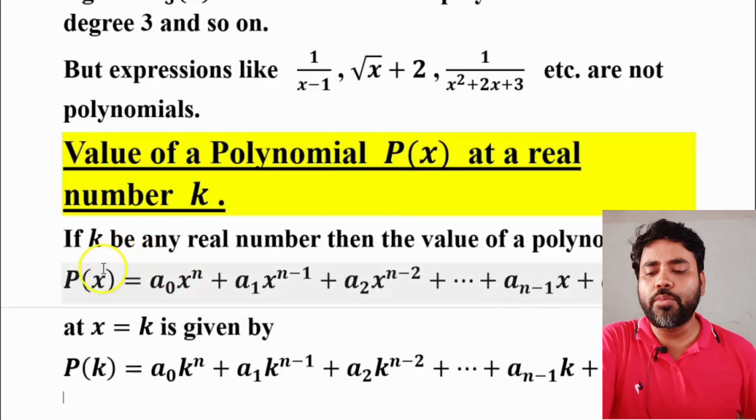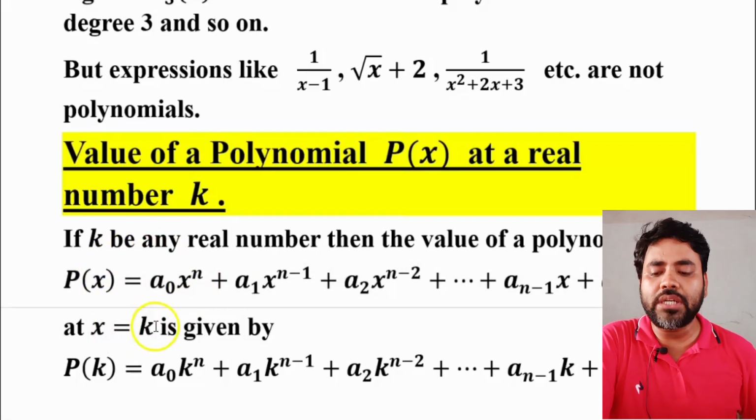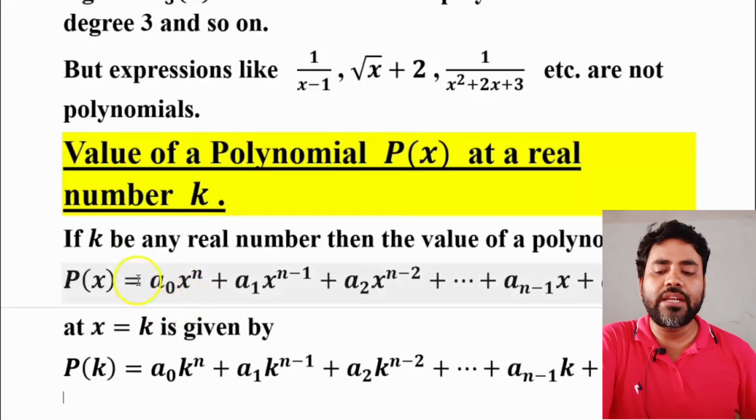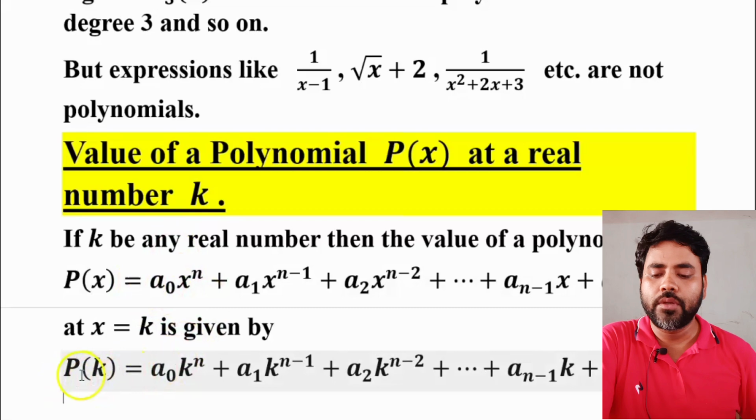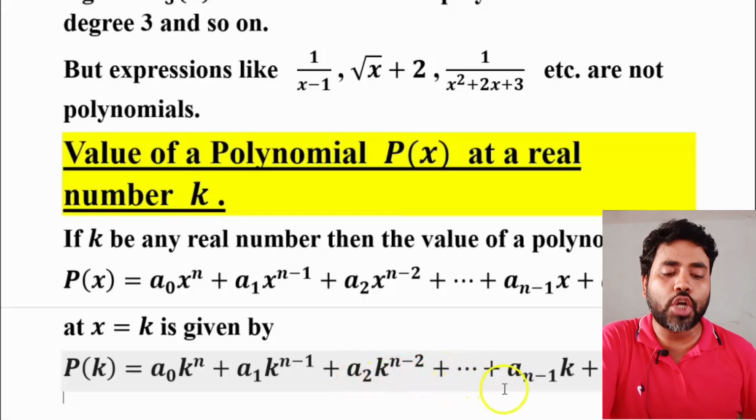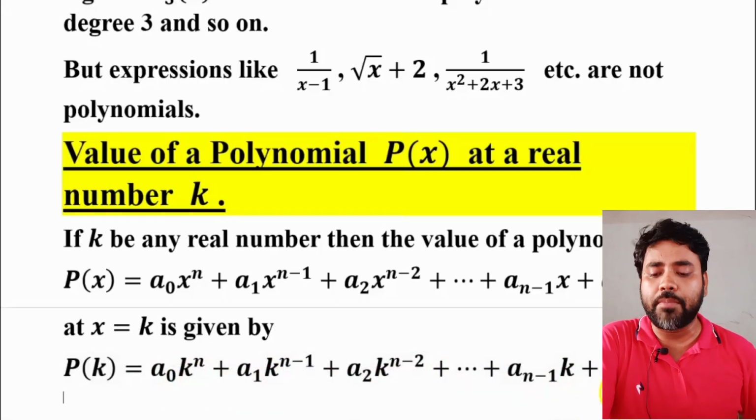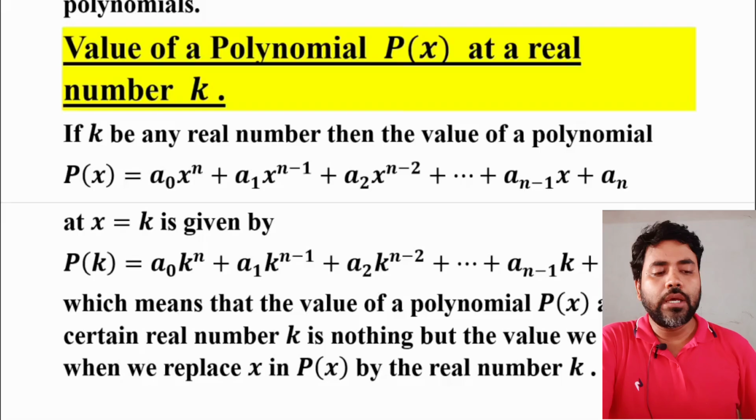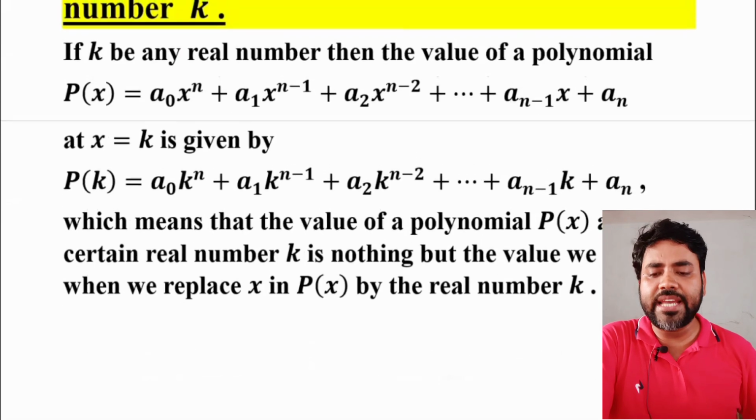Now if we put x equal to k in this polynomial, where k is a real number, then we will get a real value p(k), which will be equal to a0 k to the power n plus a1 k to the power n minus 1 plus a2 k to the power n minus 2 plus dot dot dot and so on a(n minus 1) k plus an. This will be nothing but a real number. So we call it the real value of the polynomial p(x) at a real number k. For example, we can take some examples.